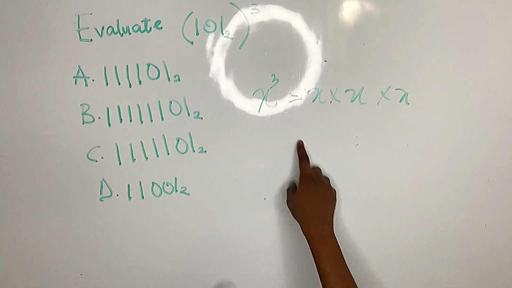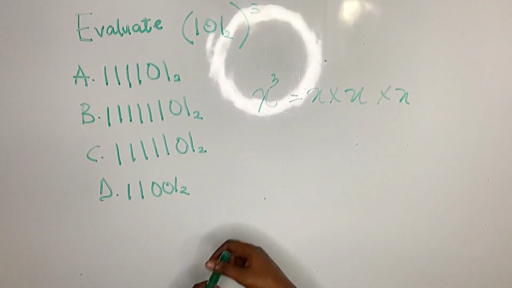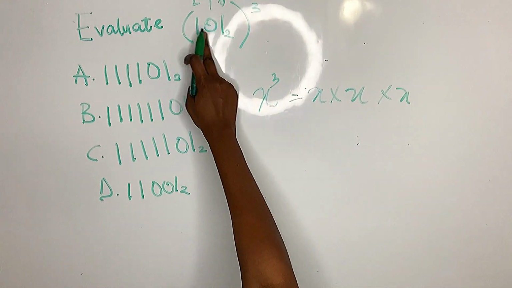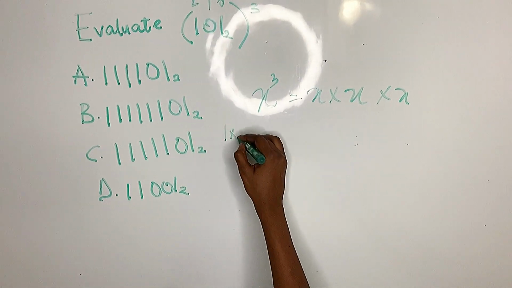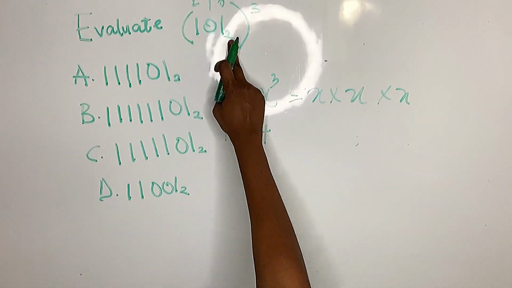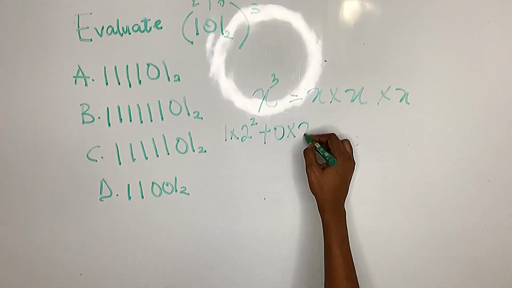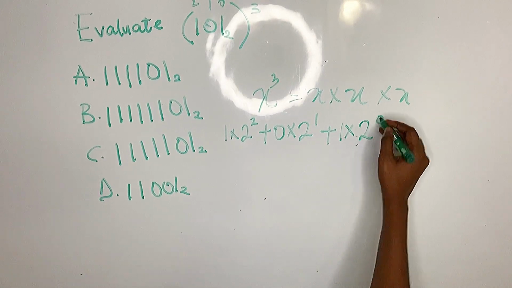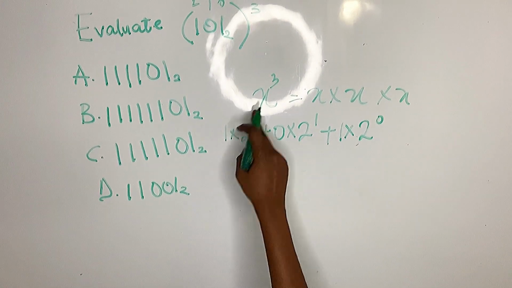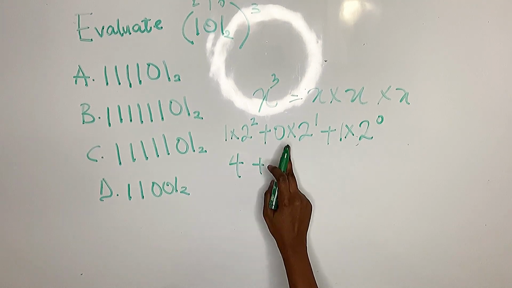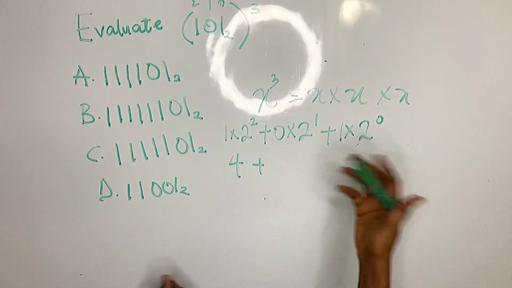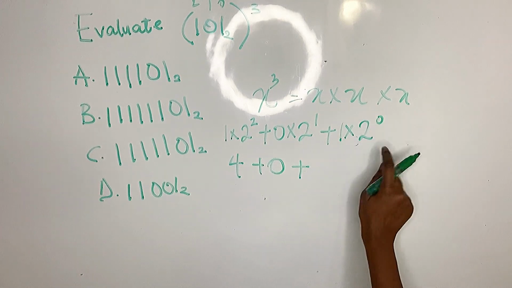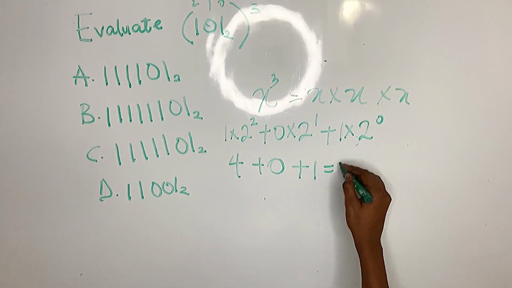But before we do that, let's quickly convert this value to base 10. To convert it to base 10, we use the expansion method. So we have positions 0, 1, 2. 1 multiplied by 2 to the power of 2, plus 0 multiplied by 2 to the power of 1, plus 1 multiplied by 2 to the power of 0. So 1 times 2 squared: 2 squared is 4, so 1 times 4 is 4, plus 0. Anything multiplied by 0 is of course going to be 0, plus 1 times 2 to the power 0. 2 to the power 0 is 1, and 1 times 1 is 1. So your answer here is just 5.